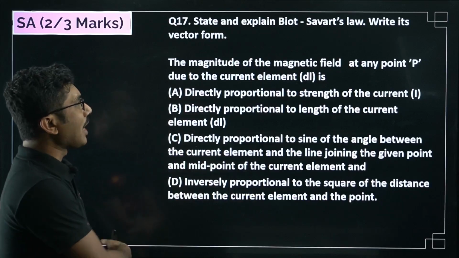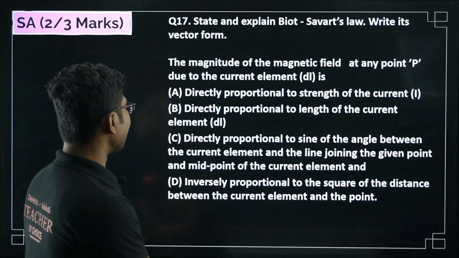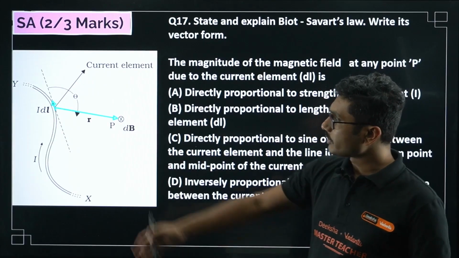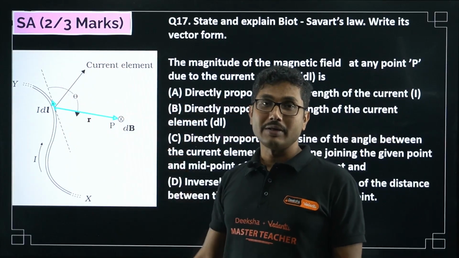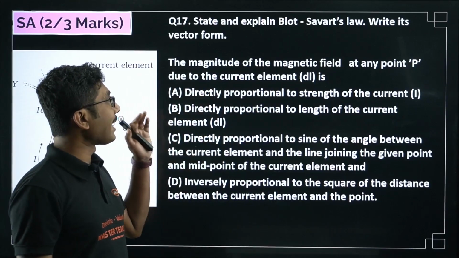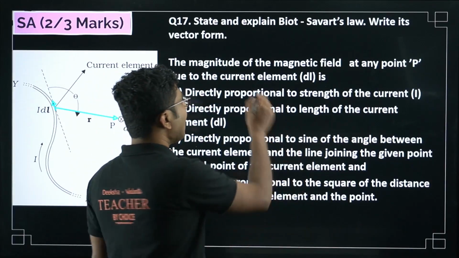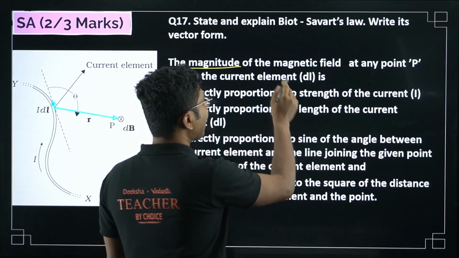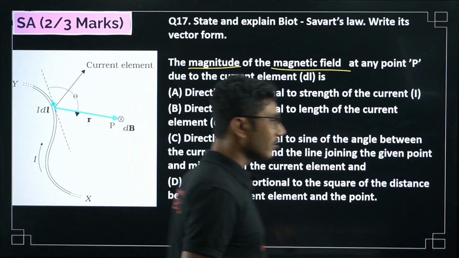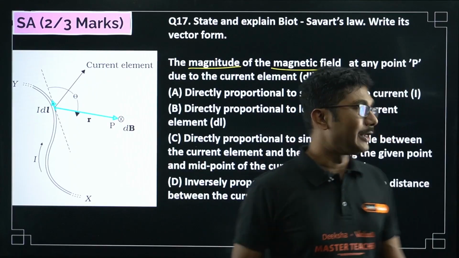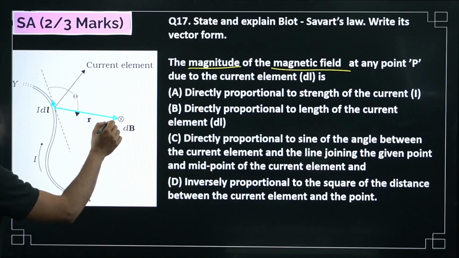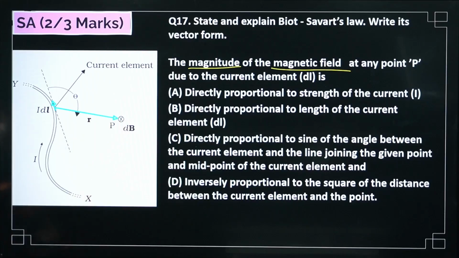State and explain Biot-Savart's law. Write its vector form. To state and explain Biot-Savart's law, first of all you have to draw this diagram. Very, very important. And what else? You have to mention the magnitude of the magnetic field. The magnitude term is important. Obviously we are trying to measure the magnetic field; Biot-Savart's law talks about magnetic field at any point P. So here is our point P where we are trying to measure the magnetic field.